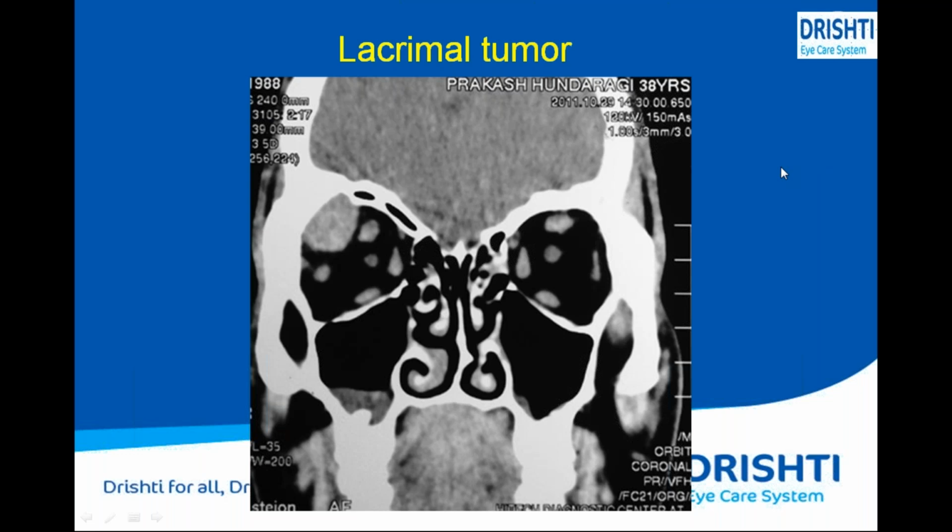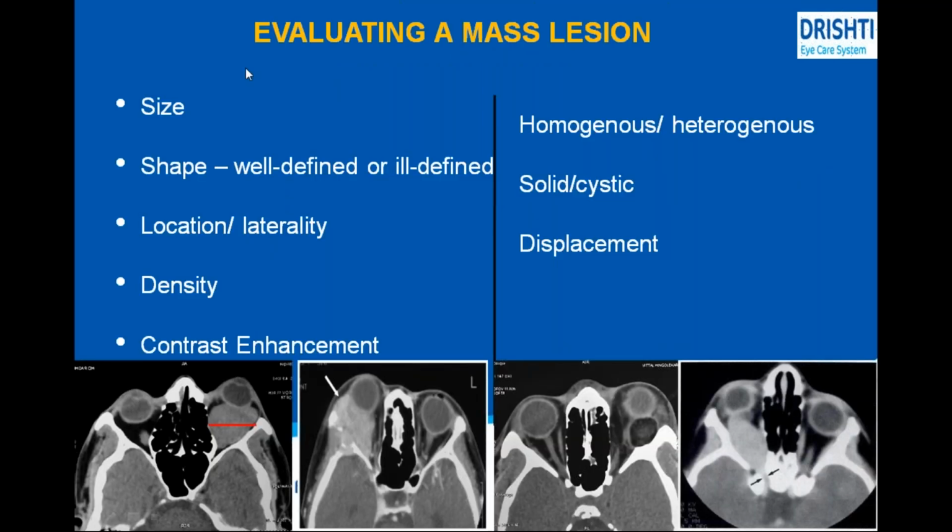So while evaluating a mass, what has to be seen? Size of the mass has to be seen, shape of the mass, whether it is well defined or ill defined, location, where it is located, laterality, which eye is involved, density, how dense is the mass, is it harder or softer, and again, whether contrast enhancement of the image is there or not.